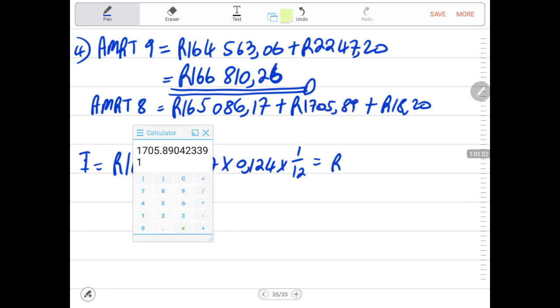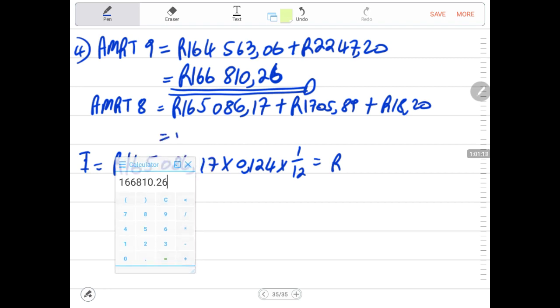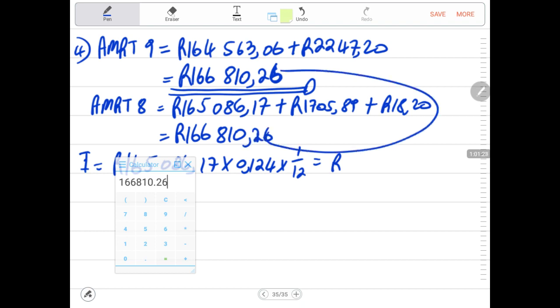Then we take that interest. We say 165,086.17 plus 1,705.89 plus 18.20 of the administration fee. Then how much do we get? We get the balance at the end of December, 166,810.26, which is exactly the same as the one that we did previously.